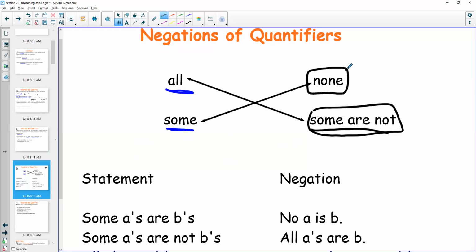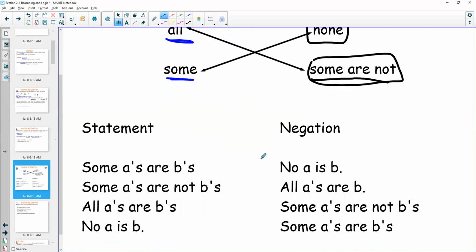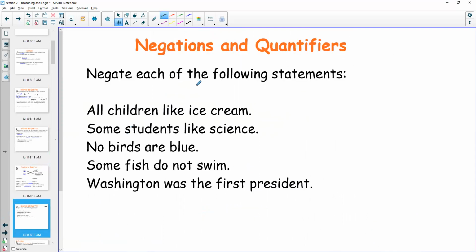So if I say to you, some people have red hair, you say, no way, I've never seen a redheaded person. No people have red hair. Those are the negations, and there's a description of them down here. Some A's are B's, or no A is B. Some A's are not B's, or they all are. All are, or some are not. And no one is, or some are. So think about the fish. Try a couple here. At this point, pause for a second and actually try to negate each of these. Use the chart on the page before as needed.